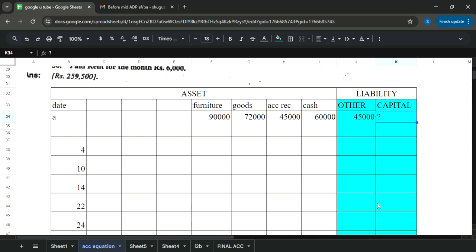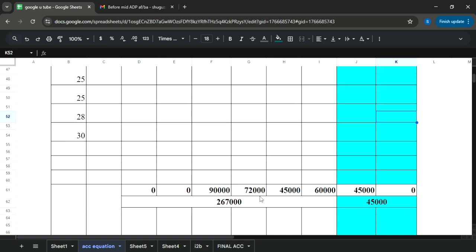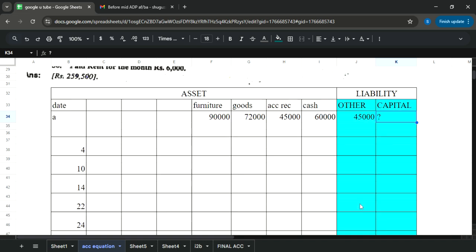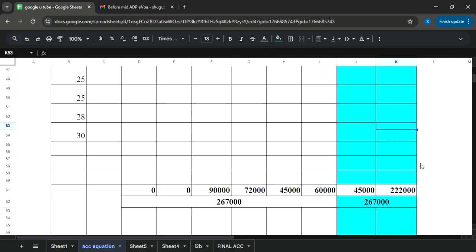There is another shortcut method. You know, assets and liabilities are always equal. So simply, since this is the lesser amount, the difference of 267,000 and 45,000, you can write over here. So after writing this capital, what would happen? Both assets and liabilities would be equalized. Now you can see 267 is here and 267 is here. This is the first method. If you want to know the second method, I will discuss it later on.